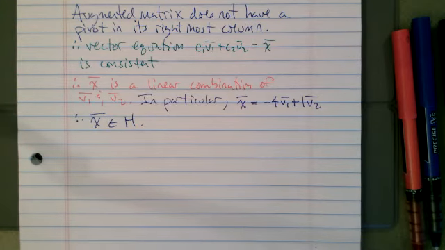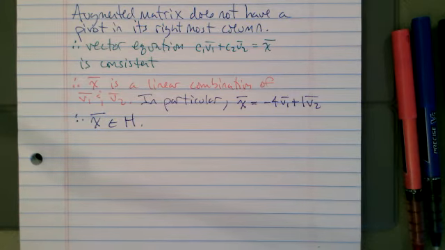So when I ask the question, is X in H? I'm asking, is X a linear combination of the basis vectors for H? And then we looked at a matrix equation. So is X a linear combination of the vectors in the basis? That's asking, is a vector equation consistent? And then to answer that question, we used an augmented matrix. Any questions? How's everybody, okay?